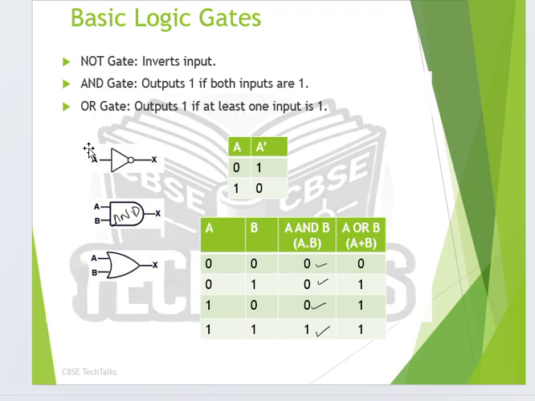The next symbol is for the OR gate. In the OR case, the output will be true when any of the inputs is true. So except for the first case, all the cases are true, because either of the inputs is true or both the inputs are true. So these are the truth tables. You can say this is the truth table for the NOT gate, and this is the truth table for the AND gate. Eliminate this column, then it will become the truth table for AND.